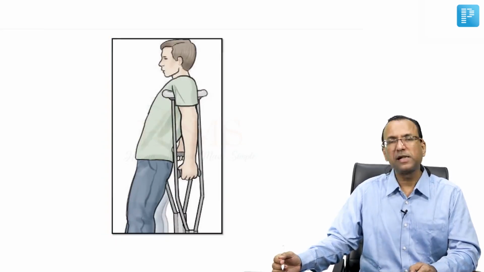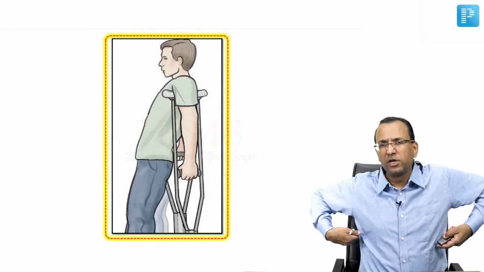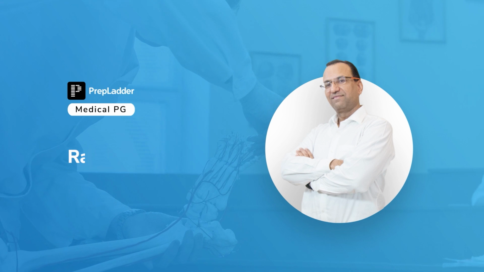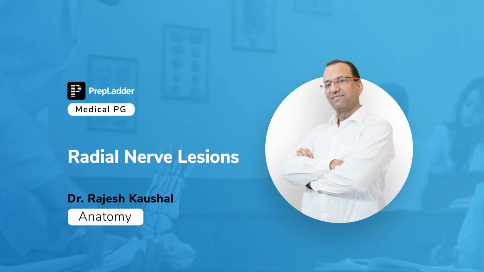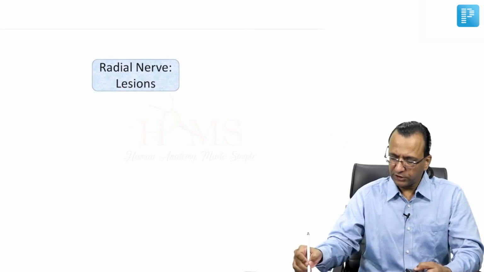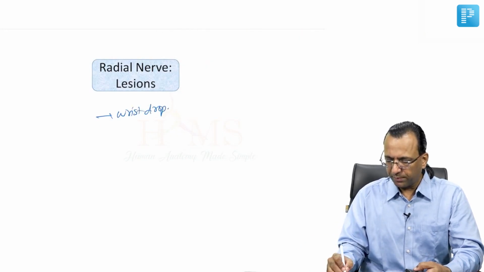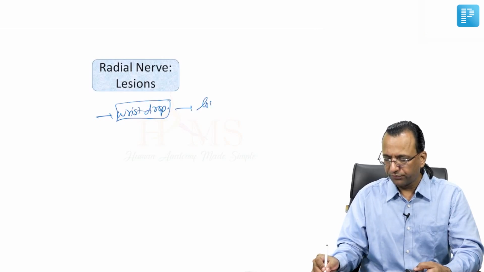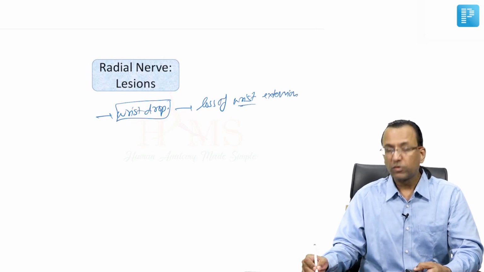What about crutch palsy? In crutch palsy, the patient is pushing the crutch into the axilla and damaging the radial nerve at the beginning itself. So, elbow extension. Radial nerve injuries are going to present with wrist drop. What is wrist drop? Wrist drop is loss of wrist extension.